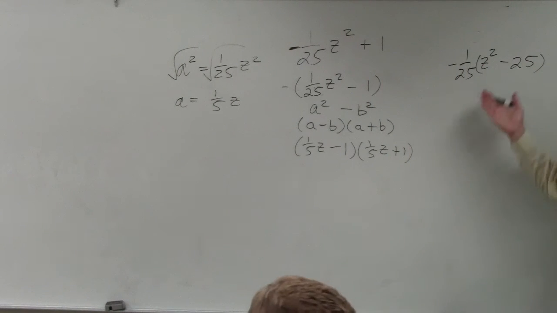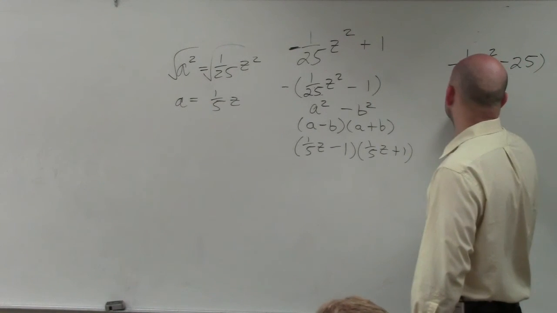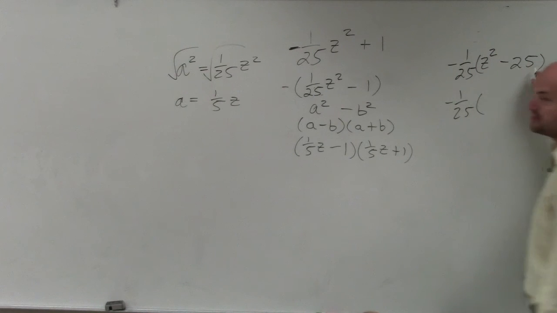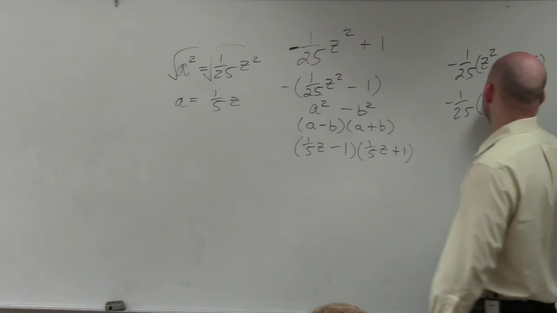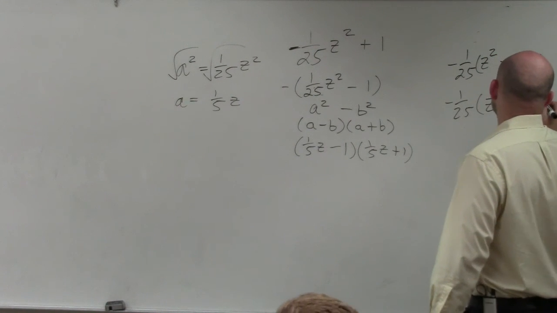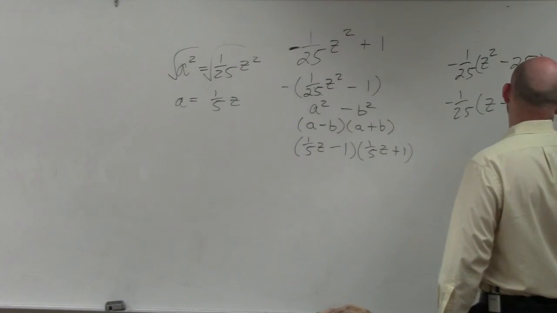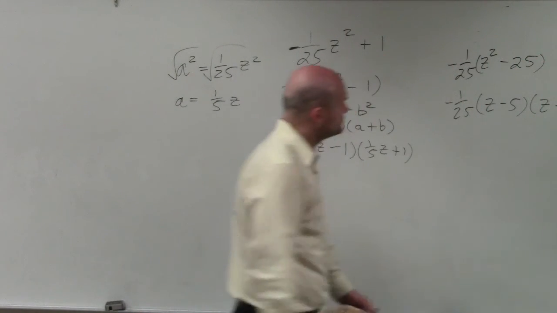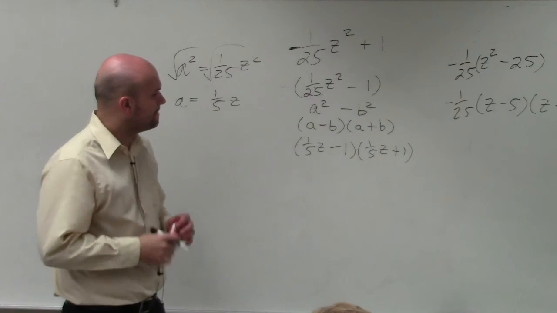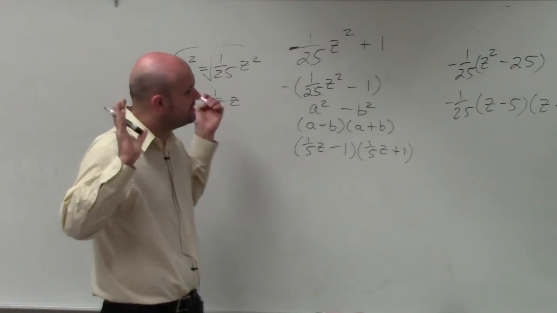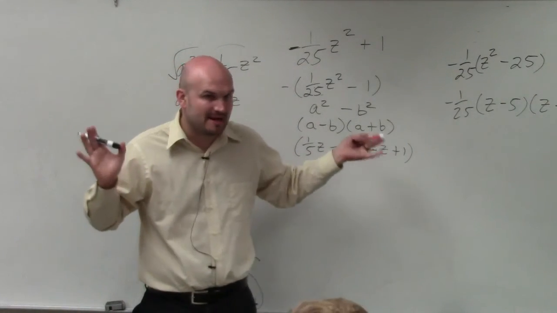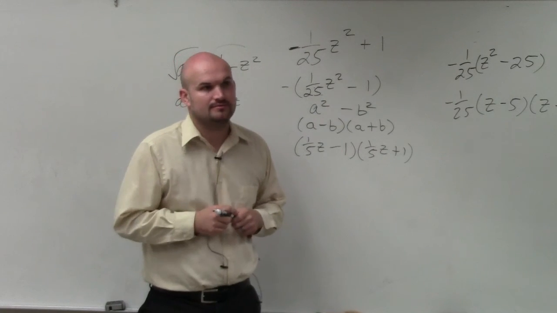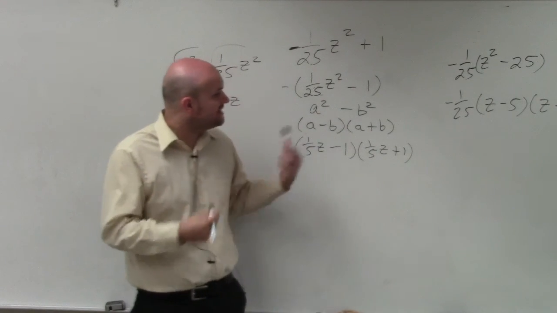OK? If you did it this way, you could also factor out the 1/25th. And then this one's a little bit easier to do as a difference of two squares. You guys could do z minus 5 times z plus 5. Which is going to provide you the exact same answers, either way you look at it. OK? I always just want you guys to think about this.